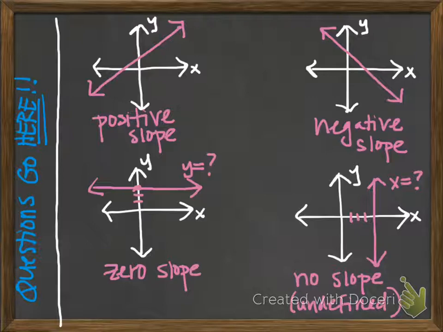Okay, it has no value. So we've got positive, negative, 0, and no slope. These are the 4 different ways your lines could look. Now, we've got this little thing that you can use to help you remember, and that's this guy called Mr. Slopeface.